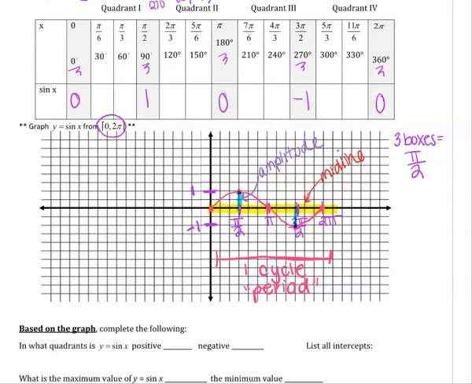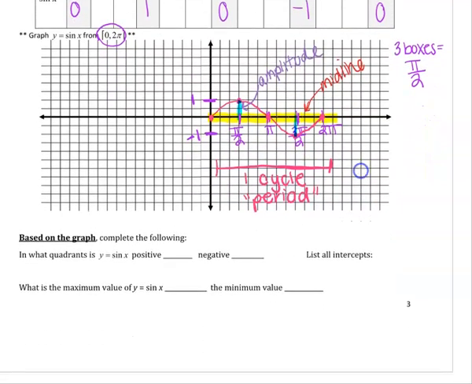Okay, so like I said, a little bit of vocab here when we come to graphing. That's your 1 cycle of sine of x. So hopefully you've labeled your picture appropriately. All right, now answering some questions here about the graph. In what quadrants is sine of x positive? Well, positive means it's above the x-axis. So if you look, we're positive or above the x-axis between 0 and pi.